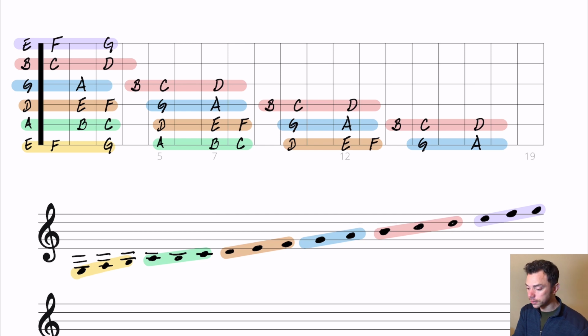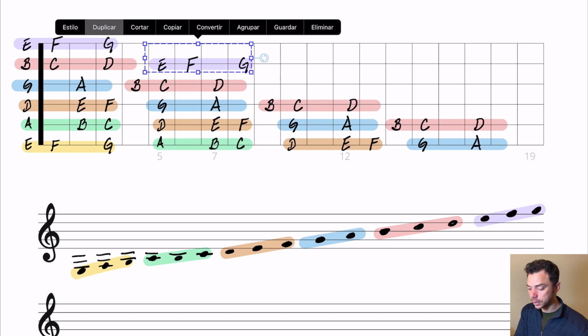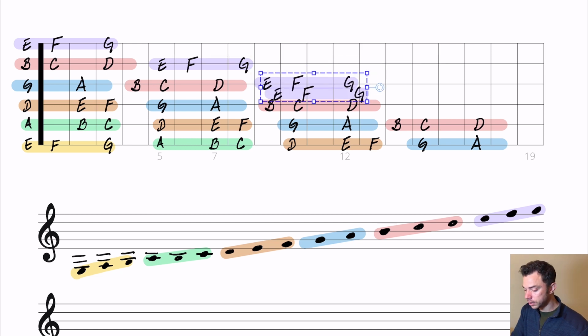Now let's look at the 1st string, which is going to follow the same pattern. We can find these exact same notes, E, F, and G, on the 2nd string, starting on fret 5, on the 3rd string, starting on fret 9 actually, and on string number 4, starting on fret 14.